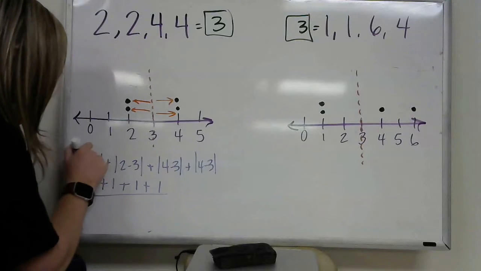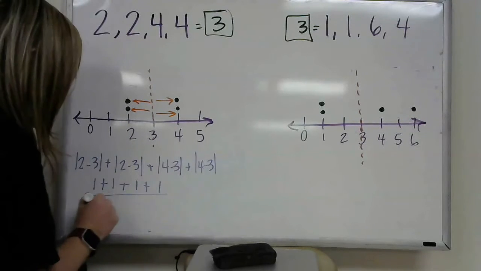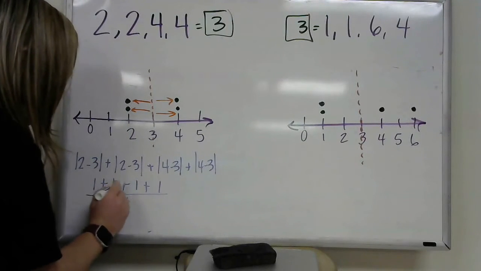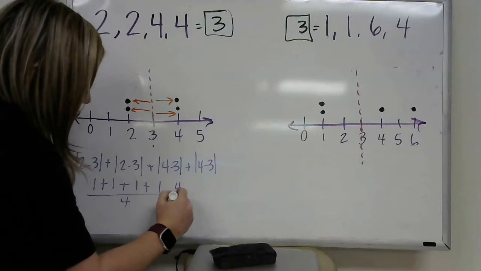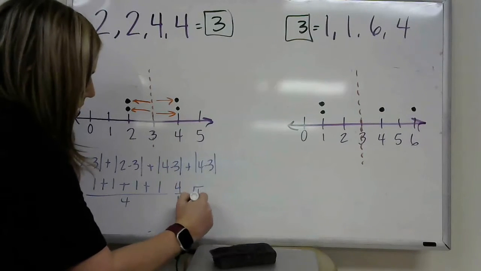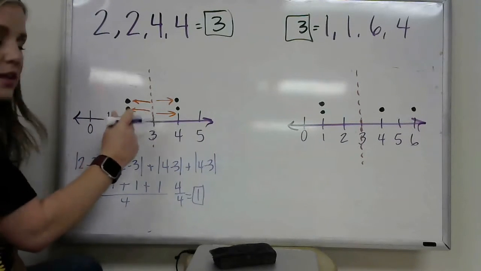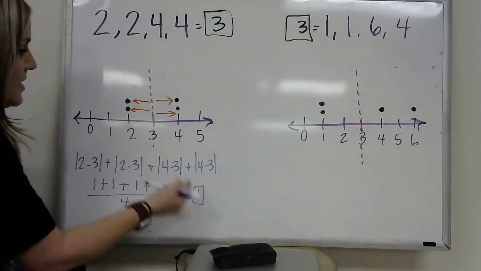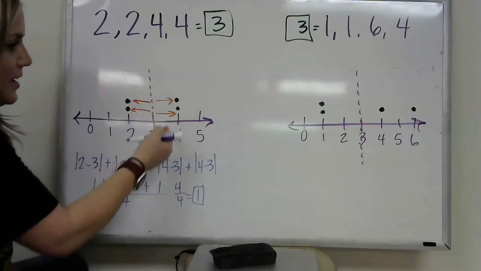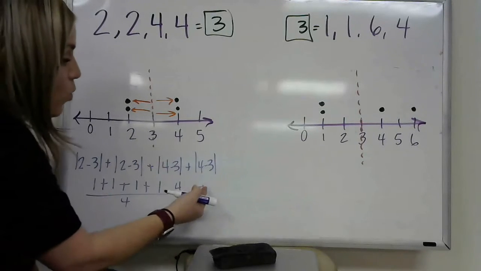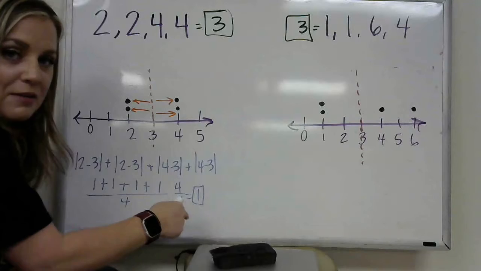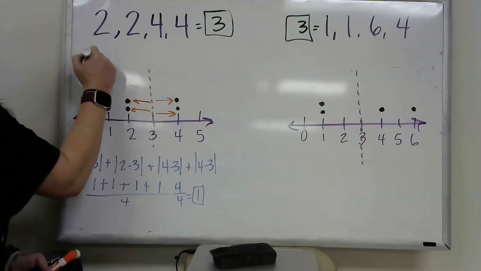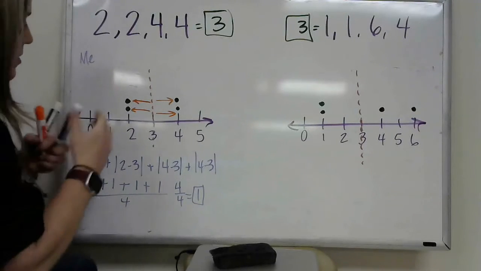So we have 1 plus 1 plus 1 plus 1, which is 4. 4 divided by 4 is 1. And we can see that visually, that the average distance each data point is from the average is 1.